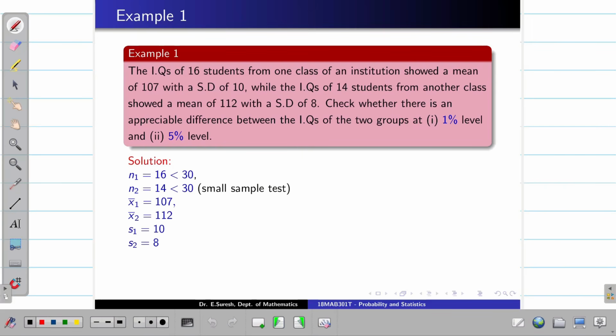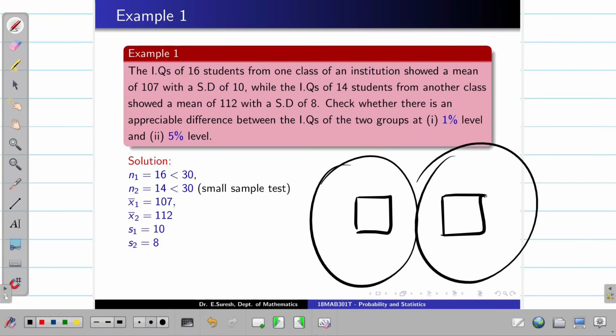Similarly, the standard deviations S1, S2. Next, check whether there is an appreciable difference between the IQs of the two groups. So either we say yes or we say no. Since group 1 and group 2 come from different populations, we have to take the population means as mu1 and mu2 for these two groups.